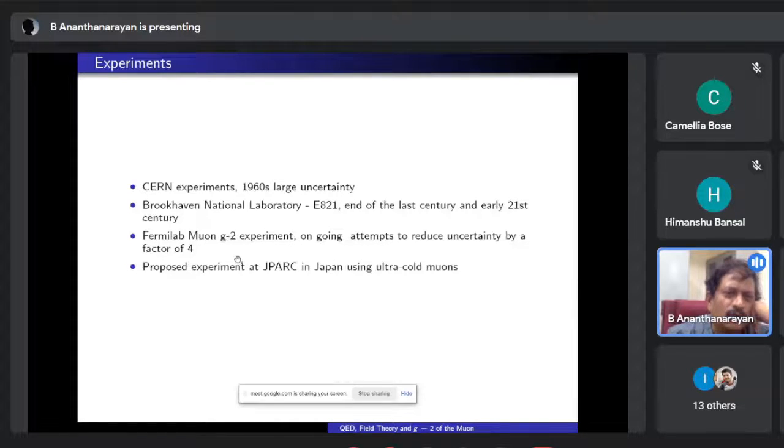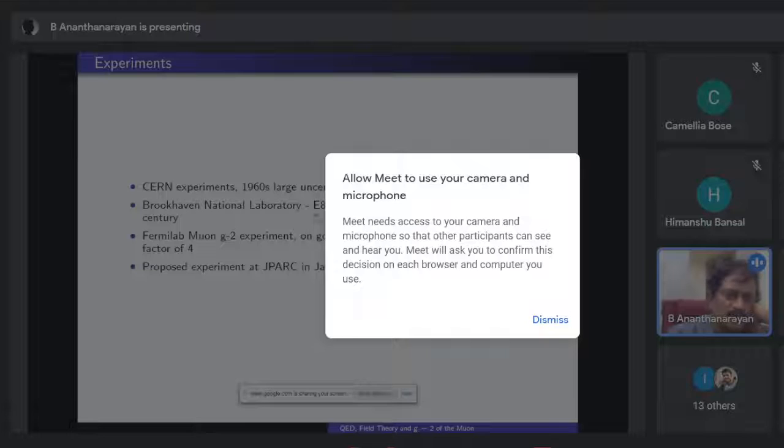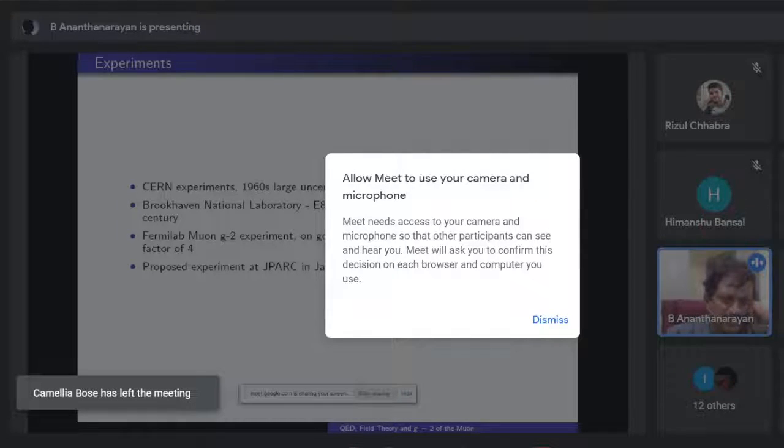And there's a current ongoing experiment about which you may be reading from time to time, which is the Fermilab muon G minus 2 experiment, which is a repeat of an earlier experiment which ended in 1999 or so, and finally wound up in about 2003 or 4.